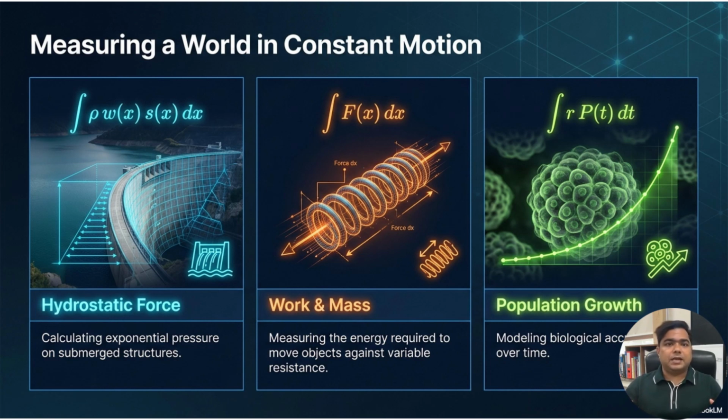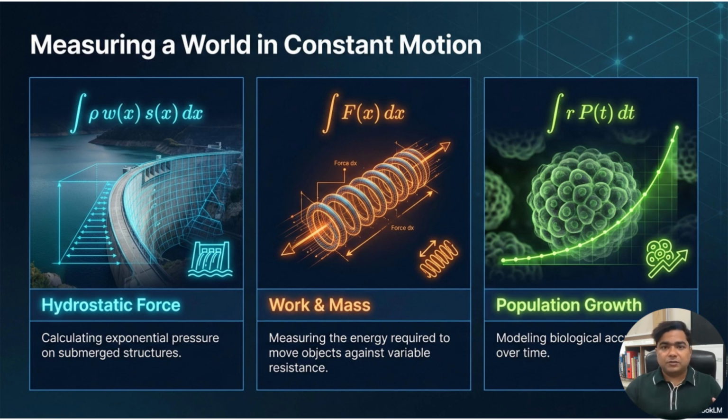The first example is hydrostatic force. When water pushes against a dam, the pressure is not the same everywhere. Water pressure increases with depth. The deeper the point is below the surface, the greater the pressure. So we cannot simply use one pressure value for the whole dam. Instead, we divide the dam into many thin horizontal strips, calculate the force on each strip, and then integrate.